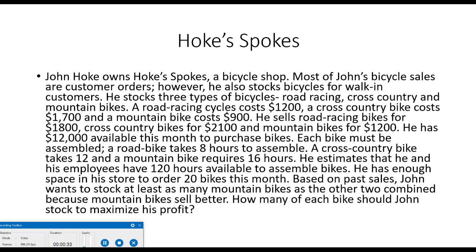A road racing cycle costs $1,200, a cross-country bike costs $1,700, and a mountain bike costs $900. He sells road racing bikes for $1,800, cross-country bikes for $2,100, and mountain bikes for $1,200. He has $12,000 available this month to purchase bikes. Each bike must be assembled. A road bike takes 8 hours to assemble, a cross-country bike takes 12, and a mountain bike requires 16 hours. He estimates that he and his employees have 120 hours available to assemble bikes.